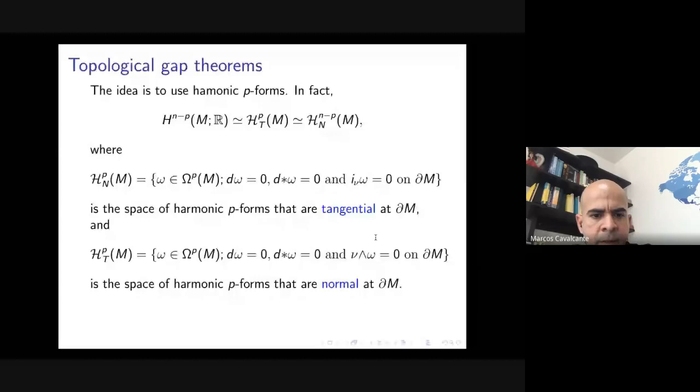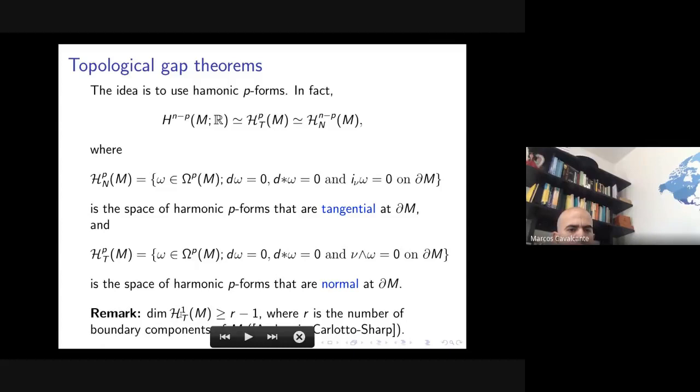And I'd like to remark that the dimension of this space HT1 is bounded from below by R minus 1, where R is the number of boundary components of M. So in our theorem, if this space is trivial, we conclude that the submanifold has only one boundary component because of this observation. It is a lemma in the work of Ambrosio, Carlotto, and Sharp. Okay. And I'd like to sketch the proof.